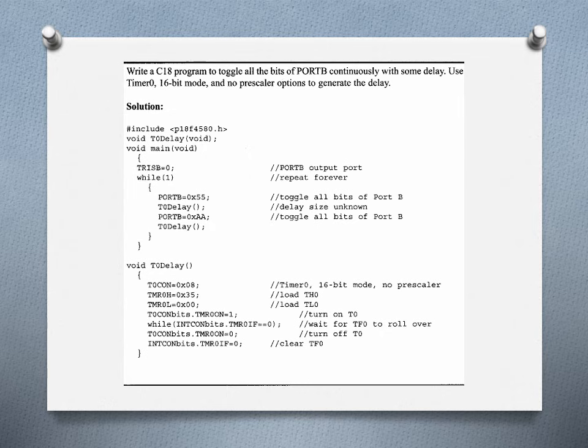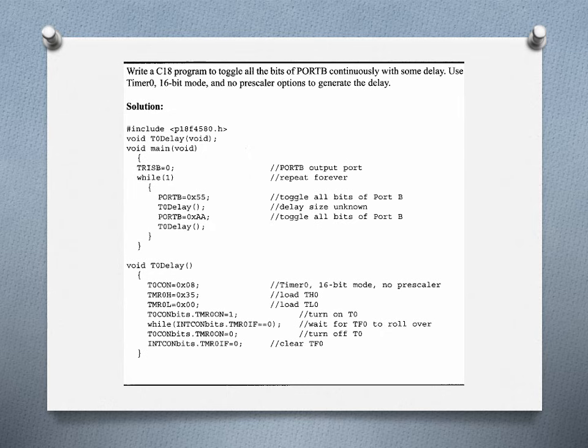The question is: write a C18 program to toggle all bits of port B continuously. Use timer 0, 16-bit mode and no prescaler option to generate the delay. So already we know that we have a T0CON. The T0CON value can be calculated based on the specification given, that is, 16-bit mode and no prescaler option, as well as timer 0. So the register that is needed is the timer 0 control register.